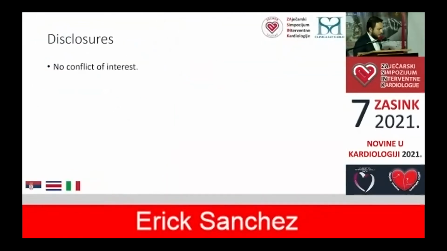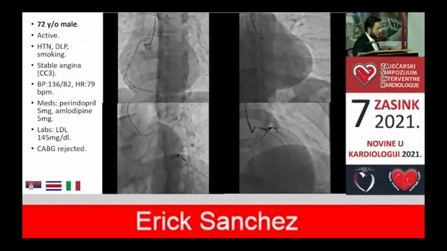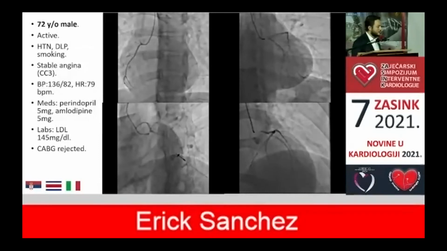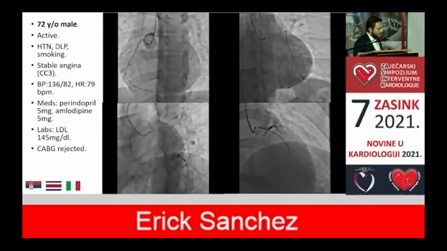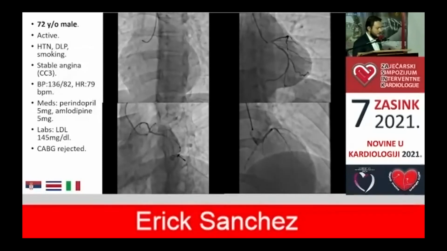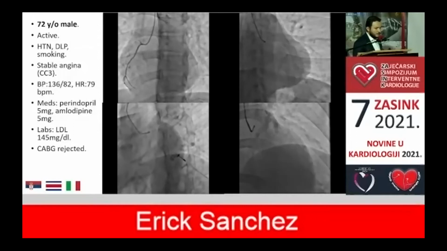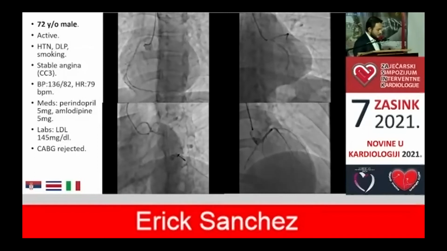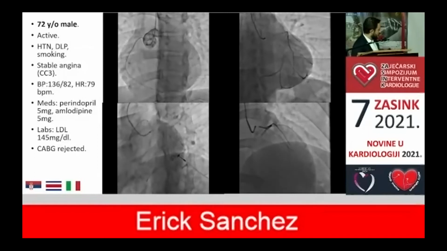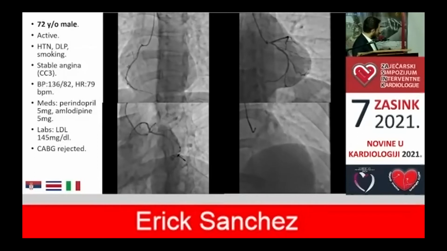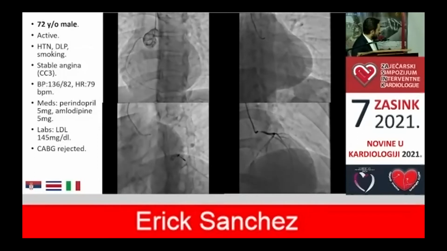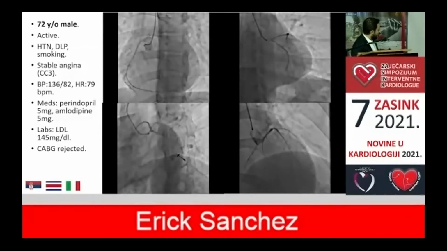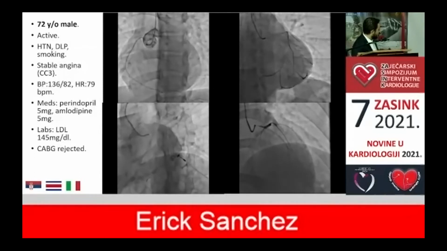Okay, we're gonna start with a short case. This is a 72-year-old male, active, with hypertension, dyslipidemia, smoking, that presented with chest pain. You can see the vital signs are okay, not perfect, and those are the medications. I hope you can see the videos. You can see the right coronary artery. It's a small caliber and some small vessel disease.